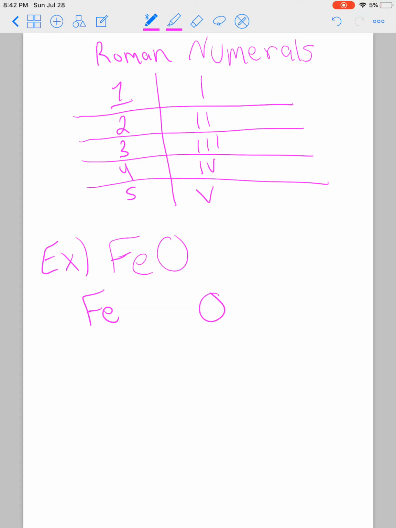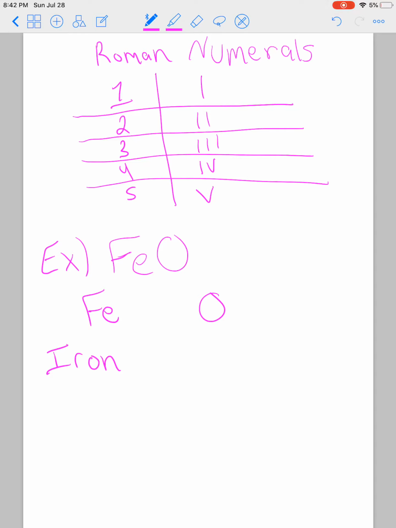If we look for Fe on the periodic table, we're going to find it to be iron. And what we need to notice here is that iron is a transition metal. And what we know about transition metals is that they have multiple charges, and we don't know what charge that is. It has to be given to us.